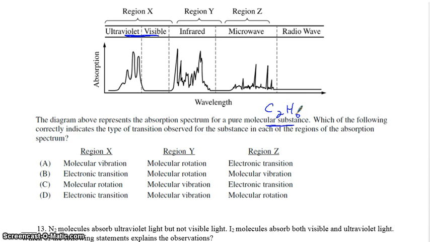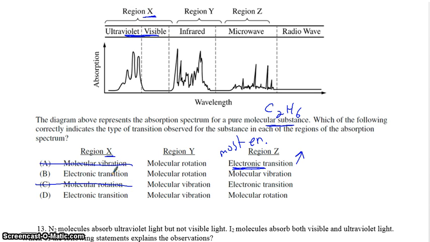We don't know. Which of the following correctly indicates the type of transition observed for the substance in each region of the absorbed spectrum? So we have three possibilities: molecular vibration, rotation, electronic transition. The first question is, which of these will require the highest energy? Now, electron transition, that means we're removing electrons or moving electrons up from the nucleus. Which will have the highest energy requirement? Electron transition, most energy. Now, most energy corresponds to UV light, so electronic transition should be under region X right here. So these two are out.